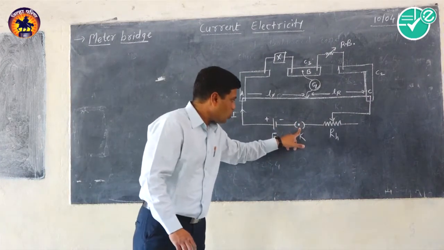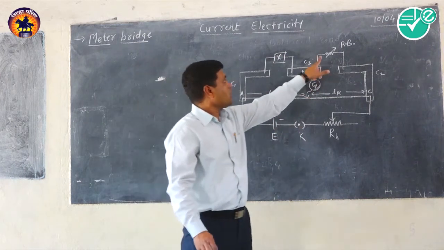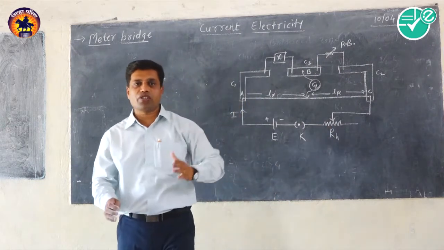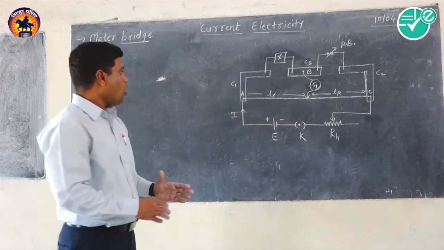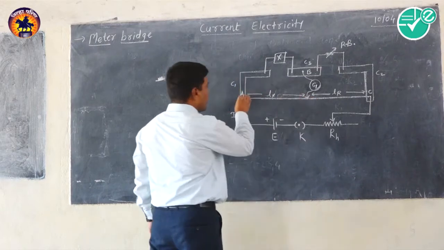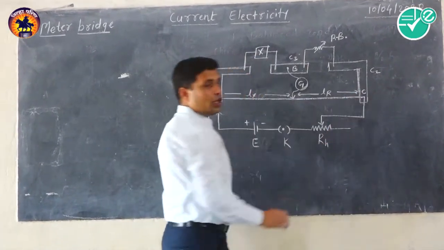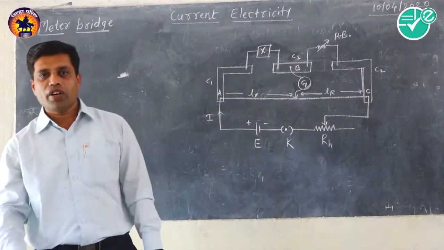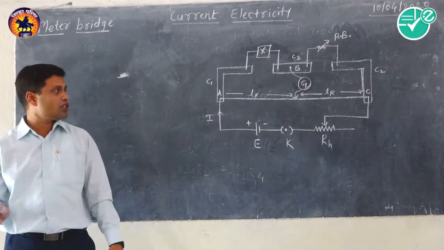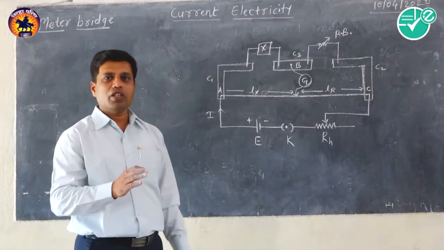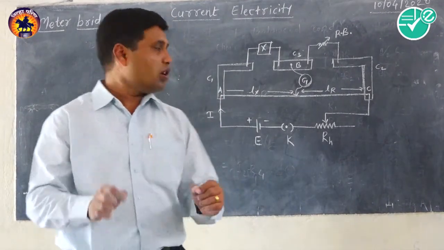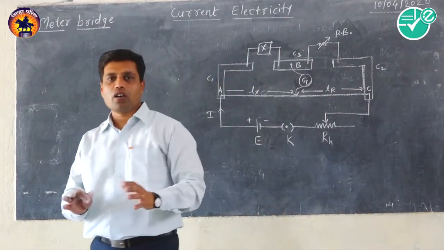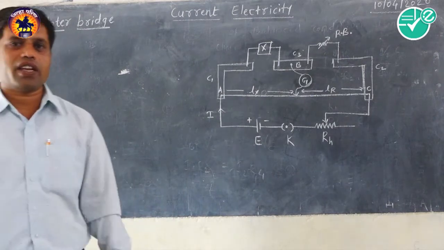As soon as you close the key, and as you remove certain resistance from the resistance box, adjust the value of R such that on touching the jockey to point A and point C, you get the deflection on opposite sides of the galvanometer. If it happens so, then your connections are okay. If it does not happen, check your connection. If somewhere there is a loose contact, tighten that contact and try once again.